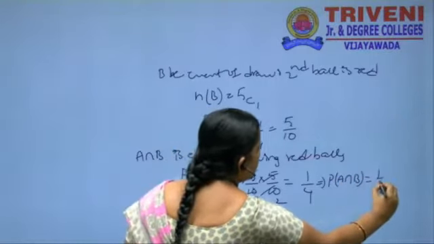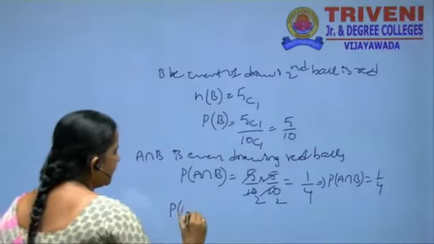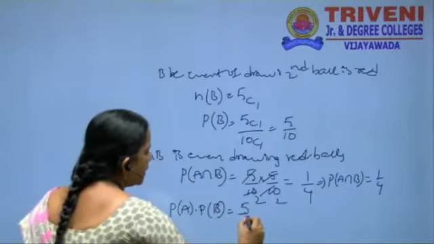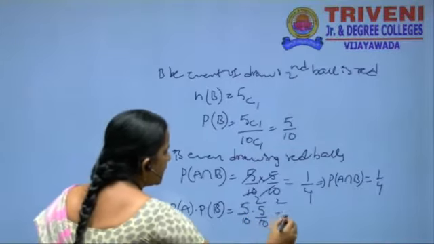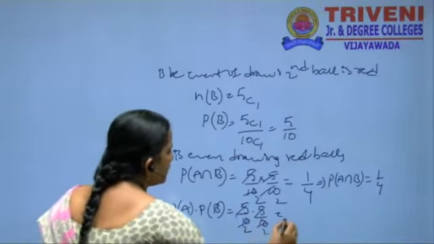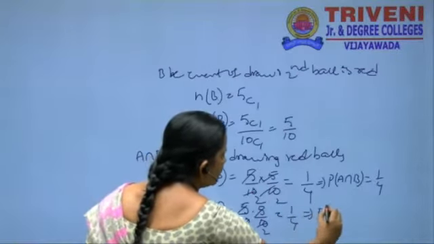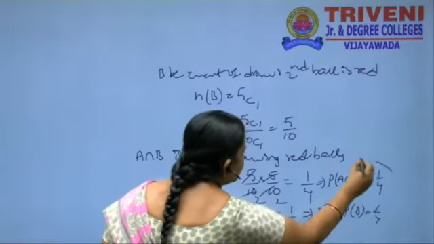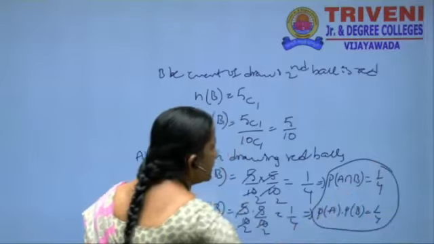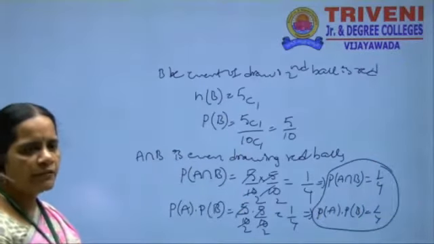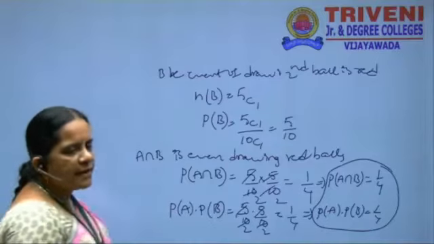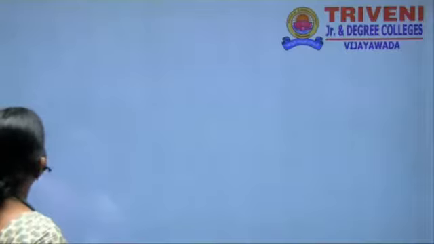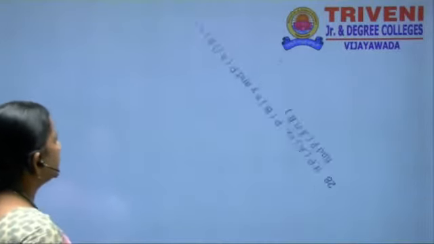Now P of A into P of B. P of A is 5 by 10 and P of B is also 5 by 10. Here also we cancel, giving 1 by 4. P of A into P of B is equal to 1 by 4. Here the value of P of A intersection B and P of A into P of B is the same. Therefore, A and B are independent events. Then we are going to the next problem.